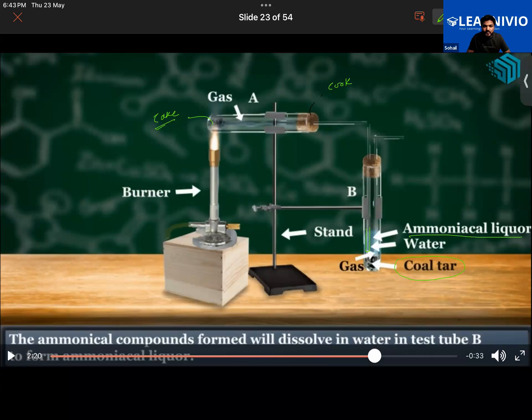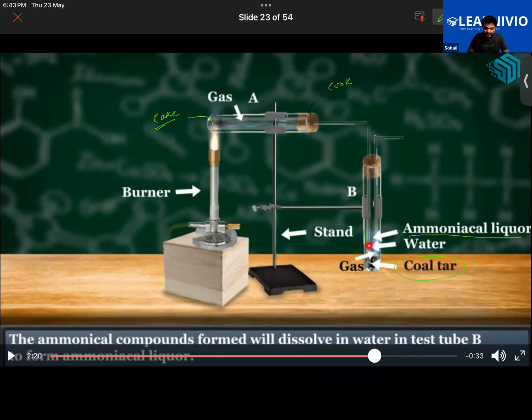If anyone is not getting it, see, basically, destructive distillation of coal is what? It's a process in which coal is heated at very high temperature in the absence of air. You have taken some coal in test tube A. In the absence of air, you are heating it at high temperature. While heating, some gas will start to come out from this coal. Initially, at the starting, you have taken some coal, there was no coke. So gas will start to come out of this and it will go into test tube B.